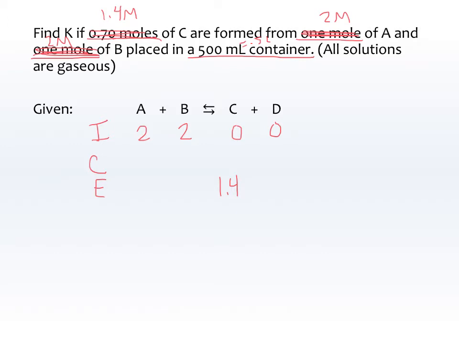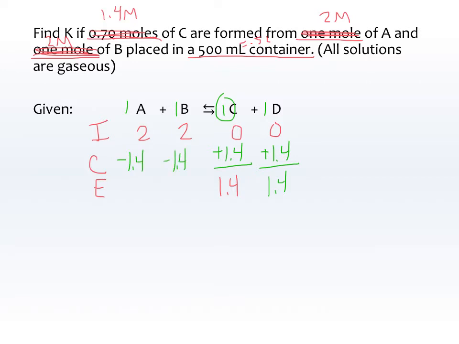So notice that C had to have gained 1.4 in order to get to 1.4 from 0. And also notice that the stoichiometric ratio is 1 to 1 to 1 to 1. So if C gained 1.4, then D had to have gained 1.4 as well. 0 plus 1.4 is 1.4. For A and B, those reactants lost moles over time because the reactants were reacting to produce the products. So this is going to be a minus 1.4 and a minus 1.4.